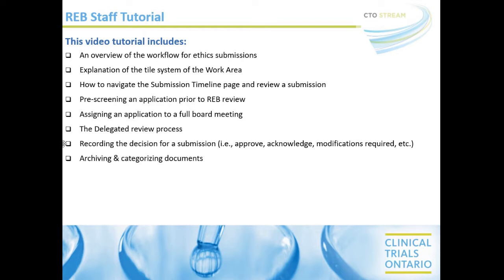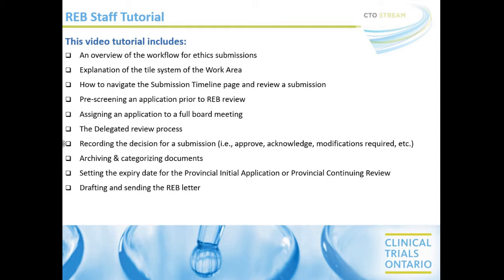We'll look at how to archive and categorize the documents as part of the workflow. We'll look at setting the expiry date for a provincial initial application or provincial continuing review. And finally, we'll take a look at how to draft and send the REB letter for the submission.